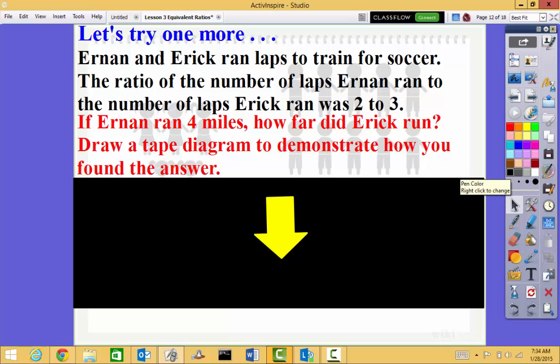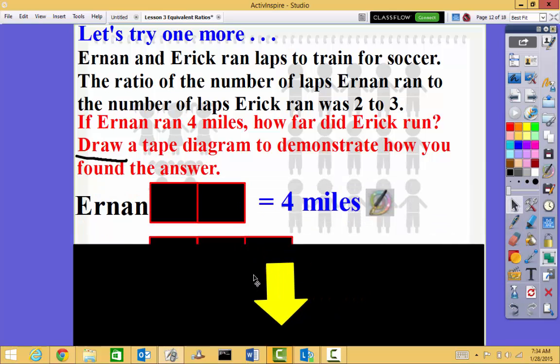Ernan and Eric ran laps to train for soccer. The ratio of the number of laps Ernan ran to the number of laps Eric ran was 2 to 3. If Ernan ran 4 miles, how far did Eric run? Draw, so that keyword here, draw, a tape diagram to demonstrate how you found the answer.